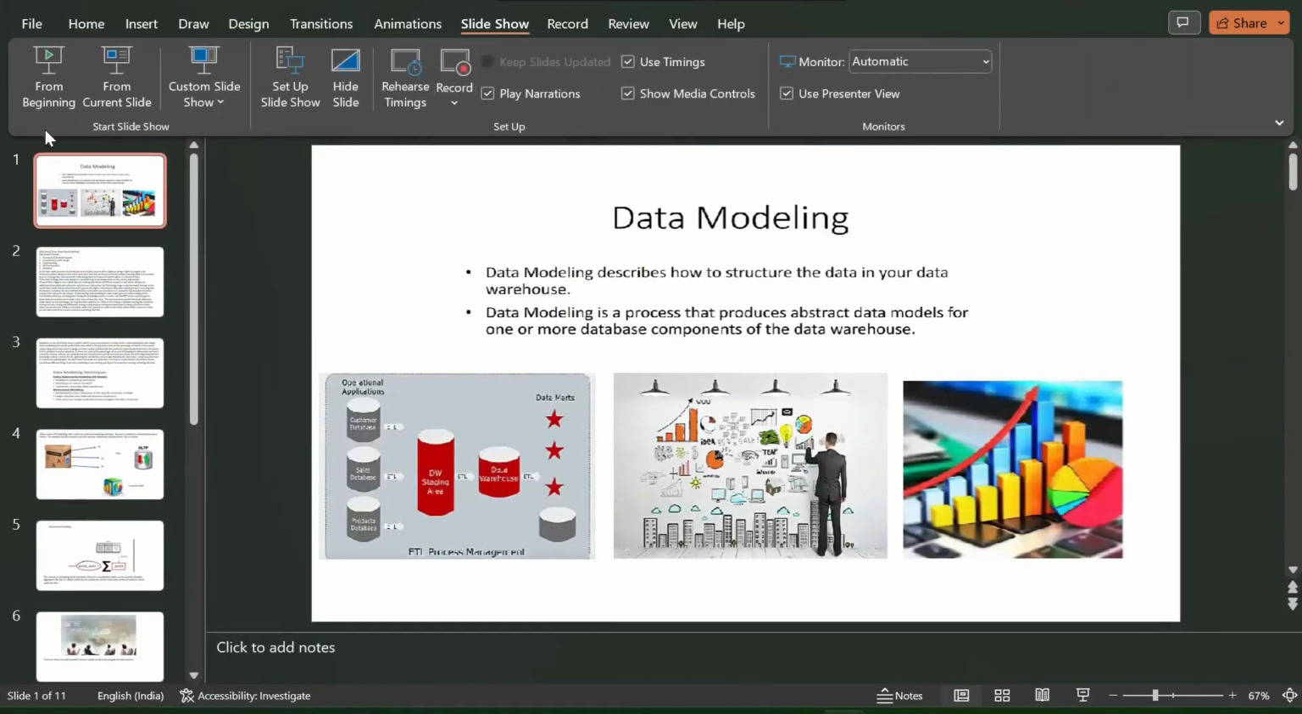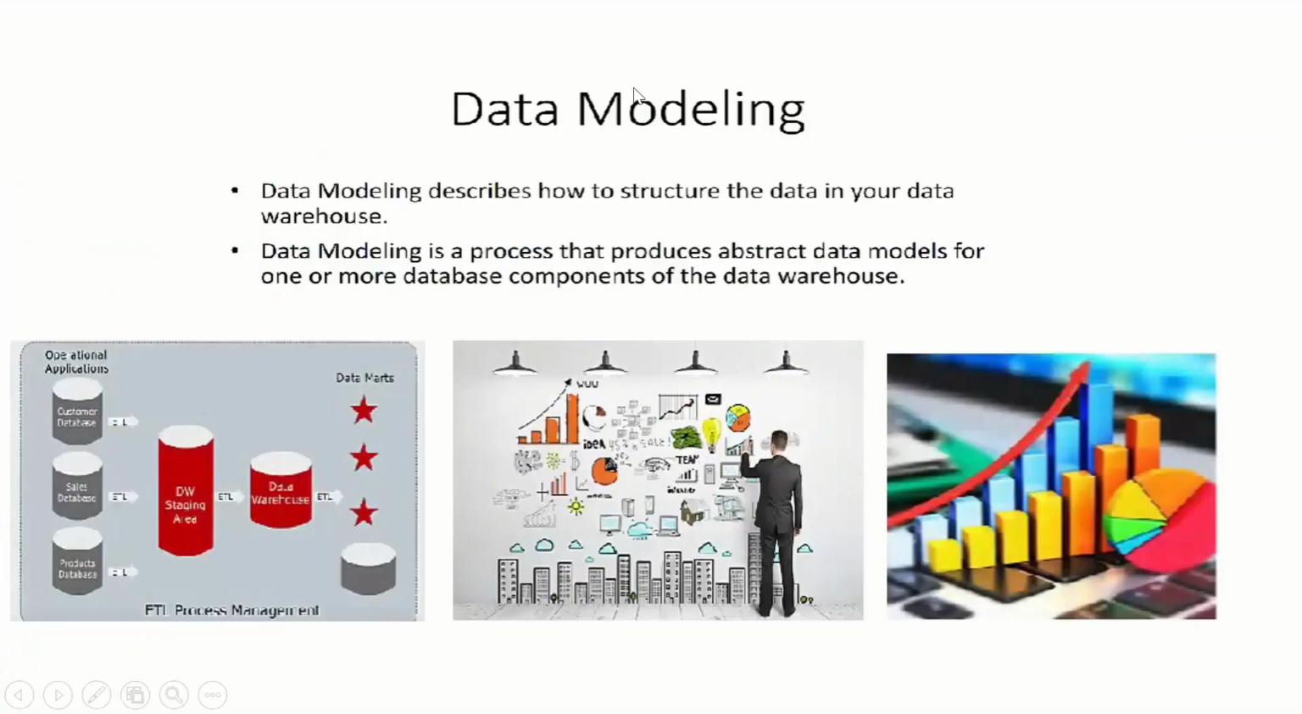So this is the slide show that I made here. Data modeling describes the structure of data in your data warehouse. We are storing data in a data warehouse, and we know that already. But what is the structure the data storage follows? That's very important. We can store data in a data warehouse in different models. Data modeling is a process that produces abstract data models for one or more database components of a data warehouse.